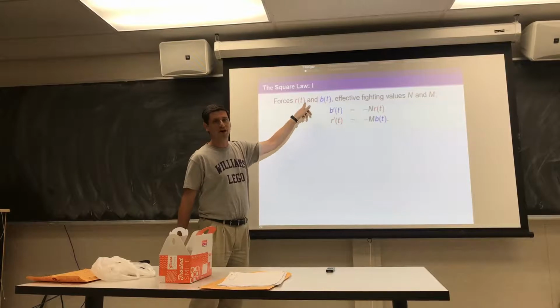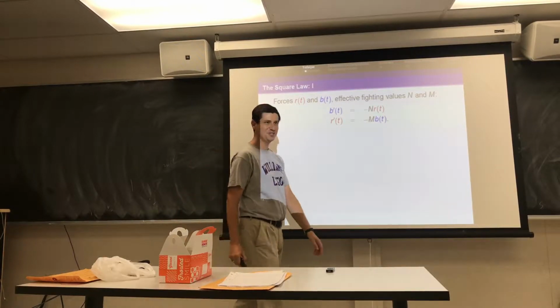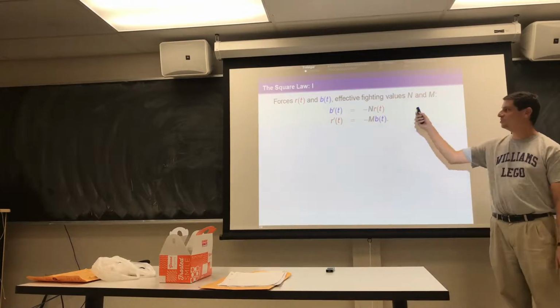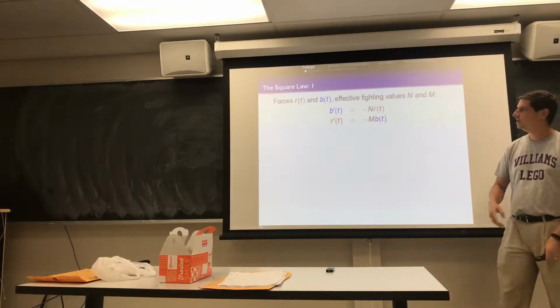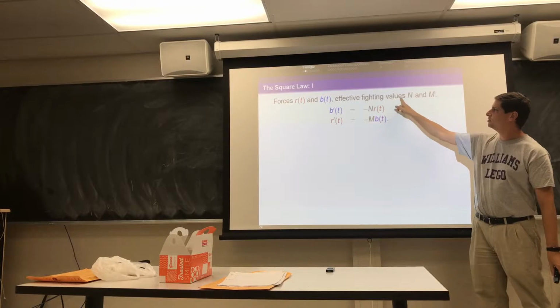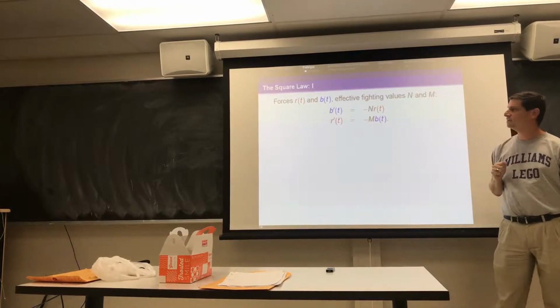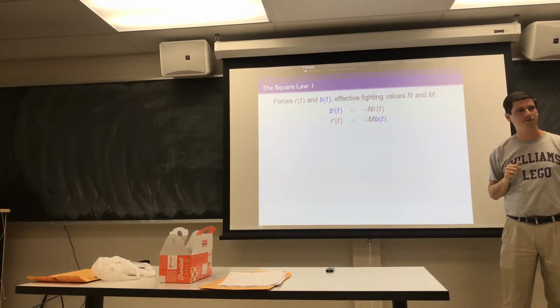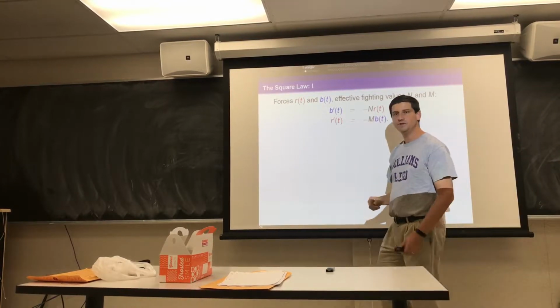So again, we'll have R of t and B of t, the red and the blue sides. And whenever possible, you want your notation to be good. I'm trying to do things in color so you can quickly look down. And I have these models. So N and M are going to be the effective fighting values. N will be of the red fleet, M will be of the blue fleet. And I'm saying, here's my differential equations.